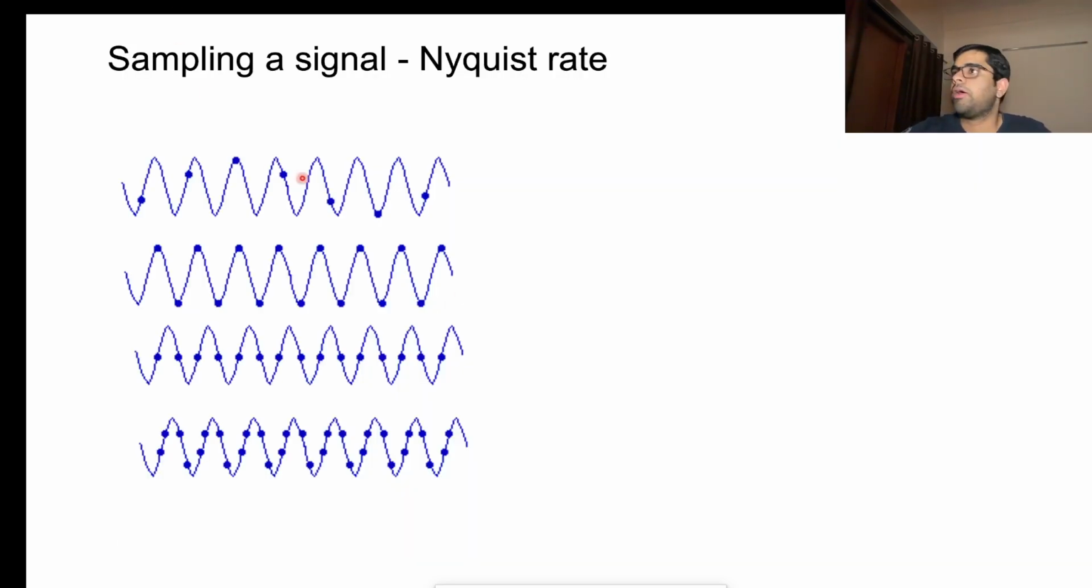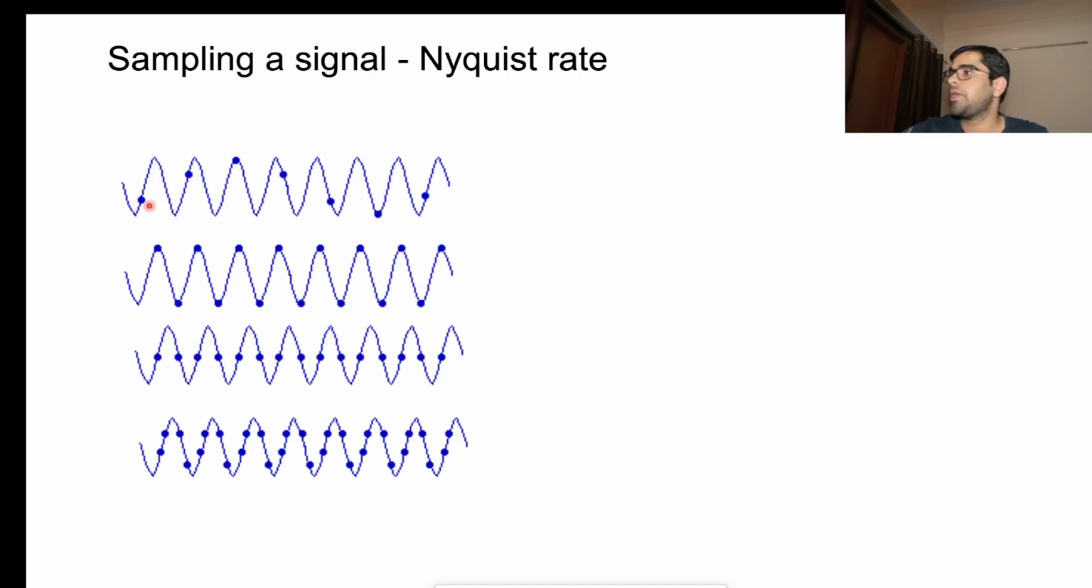There is a particular rate at which you can sample so that you don't lose any information. That is called the Nyquist rate. It will be more clear as I discuss. So let's say you have a signal like this. This is some physical signal you want to sample and send to your computer.